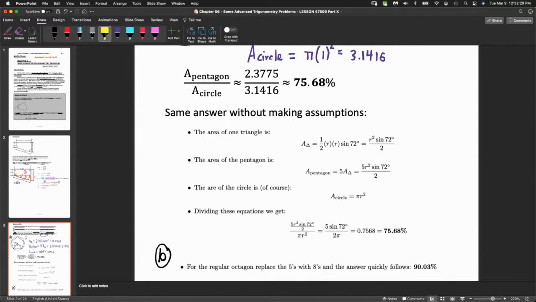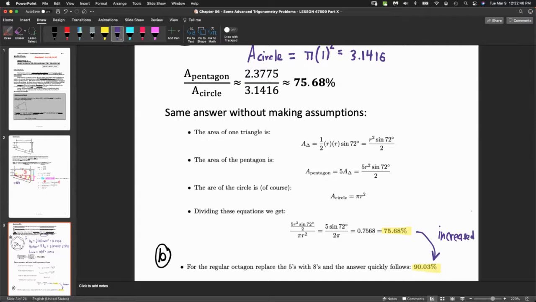And the reason I'm presenting the answer for part B only is because I want you to compare. Do you see that? Did the area percentage go up or go down? Did this increase or decrease? Yeah, it increased. That's right.